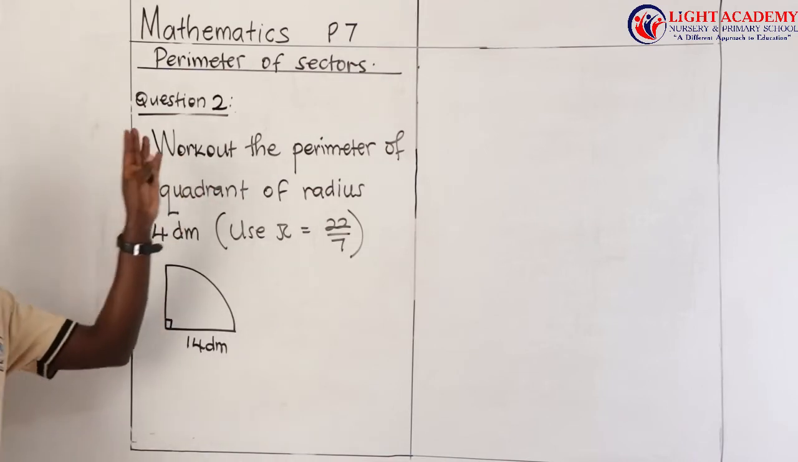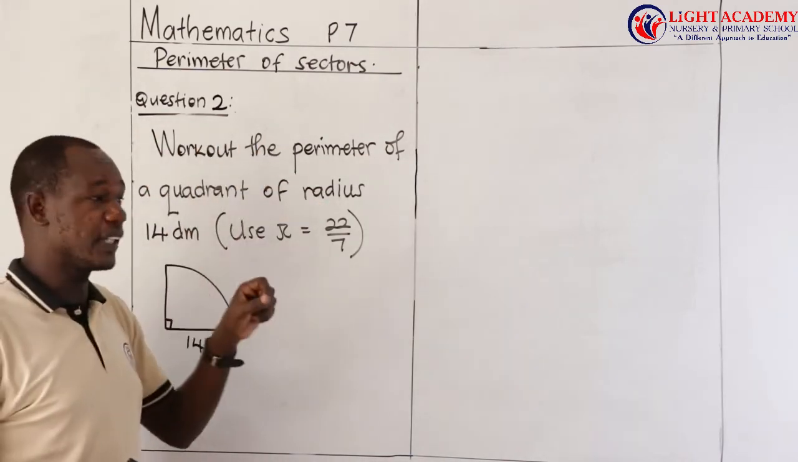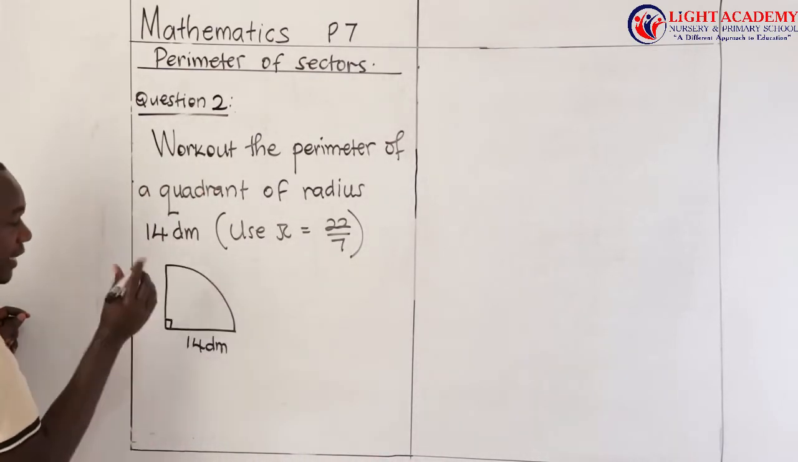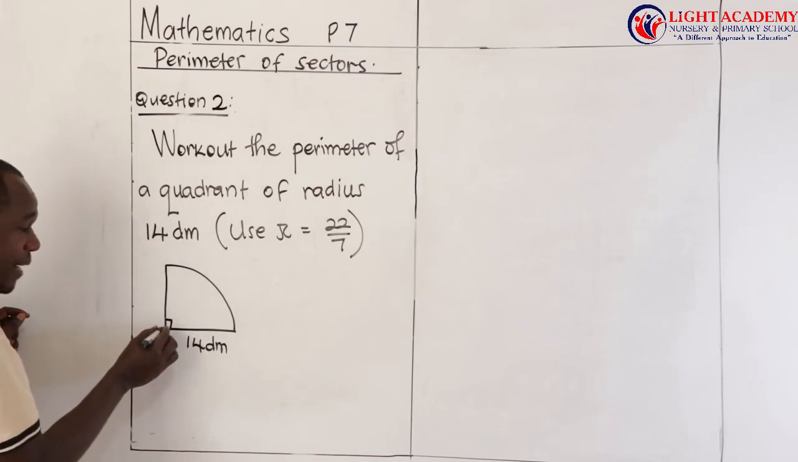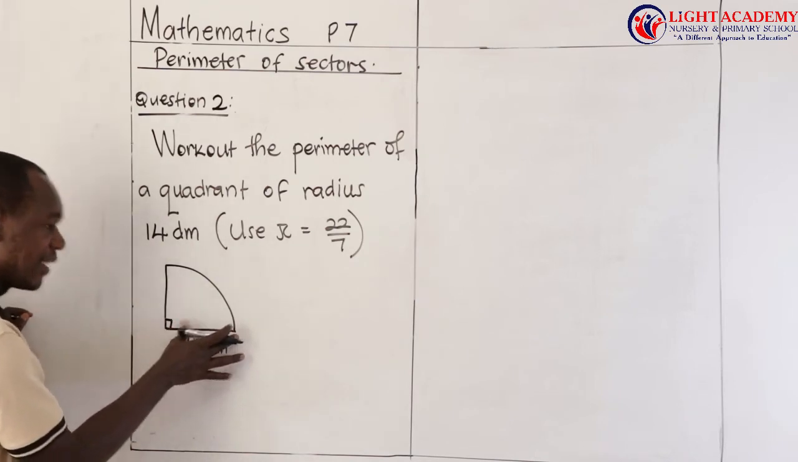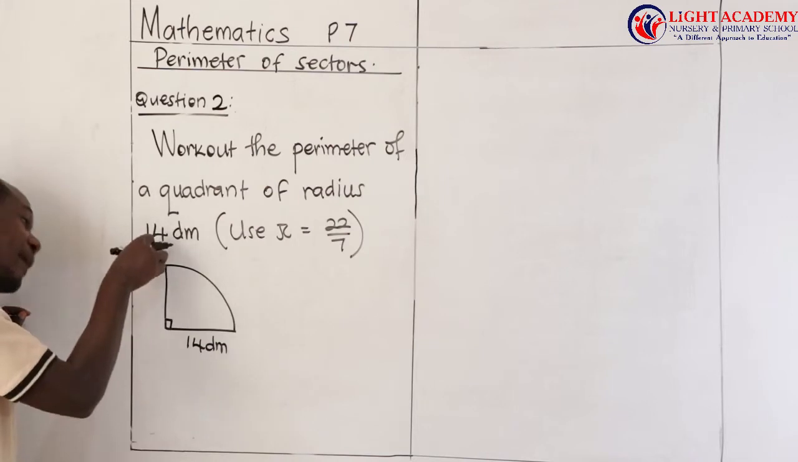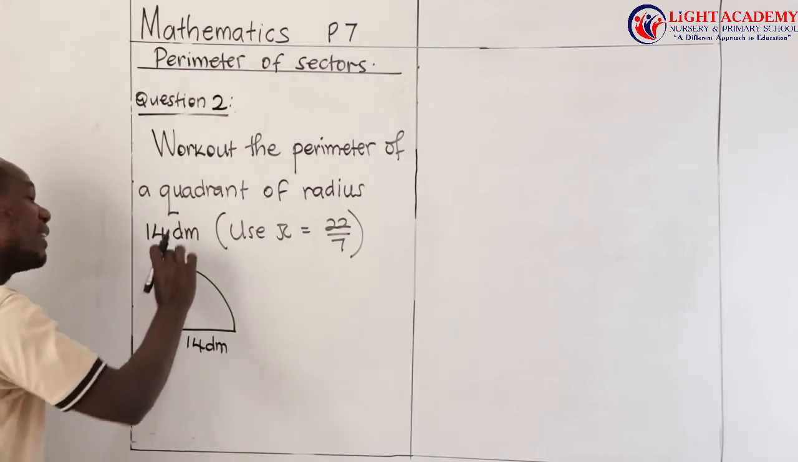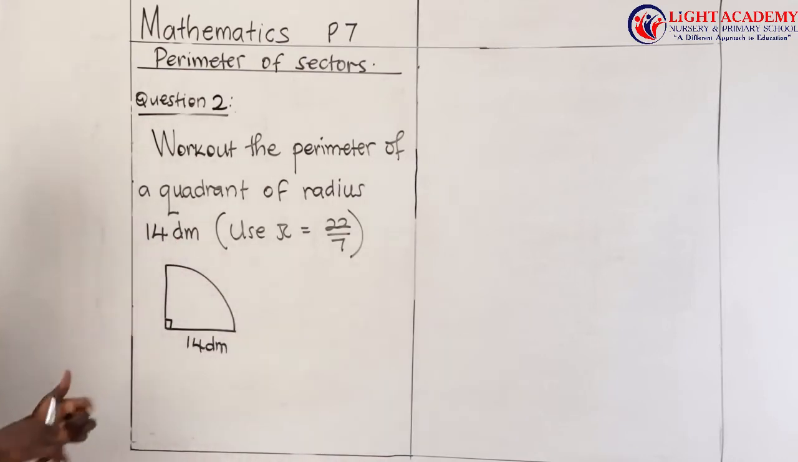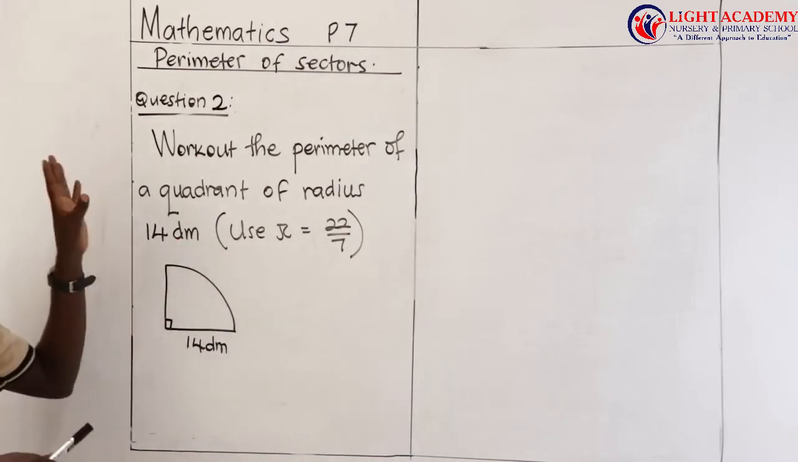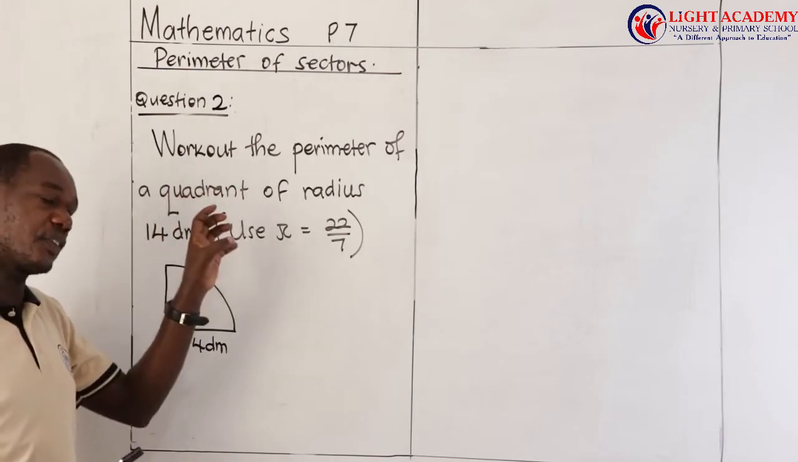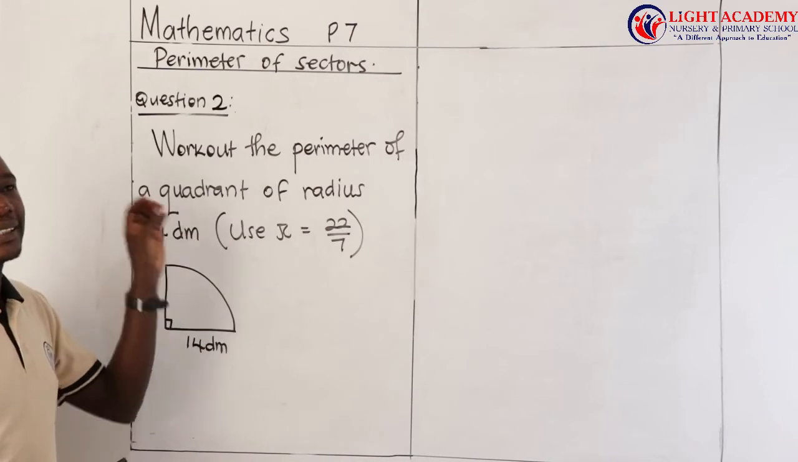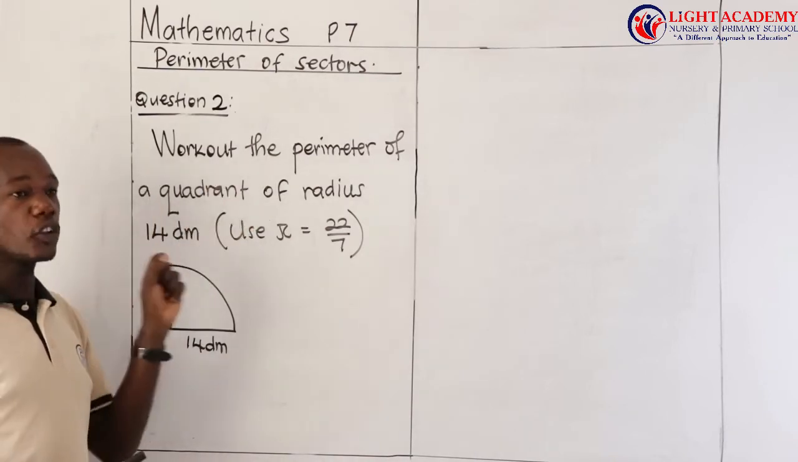Remember, we said perimeter is the distance around the figure. So to find the perimeter, if I start from this point, I must add this distance, which is the radius, plus this one, which is the circumference, plus this one, which is the radius. I will have moved around. But do we still remember how to find the circumference of a quadrant? I have said a quadrant is a quarter of a circle. And the formula for the circumference of a circle is either pi d or 2 pi r.